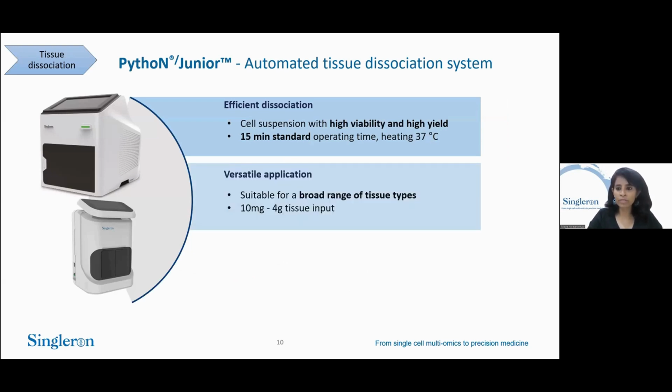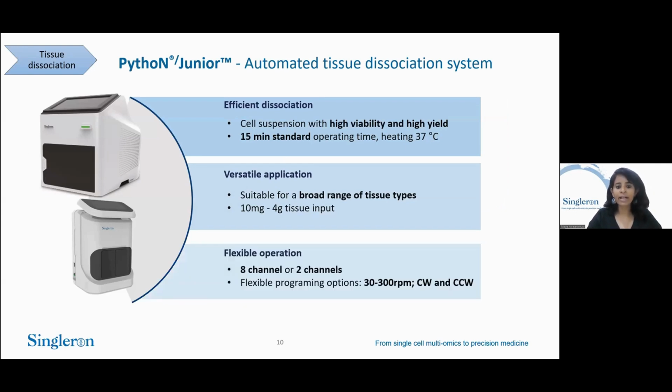We've tested a broad range of tissue types across species, so it's very versatile to use, and also tissue inputs depending on the size of the sample. If it's a small biopsy, as low as 10 mg to 4 grams of tissue. And finally, depending on your needs, you can go with an 8-channel high throughput option or a 2-channel independent option.